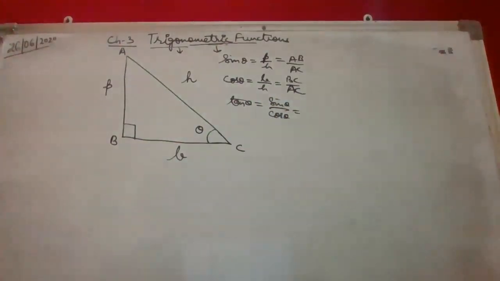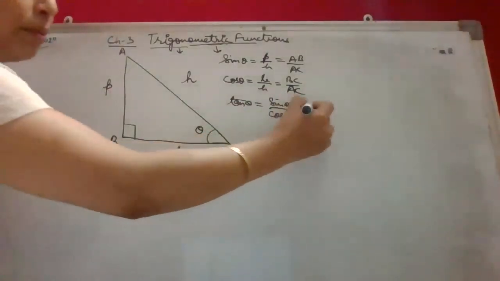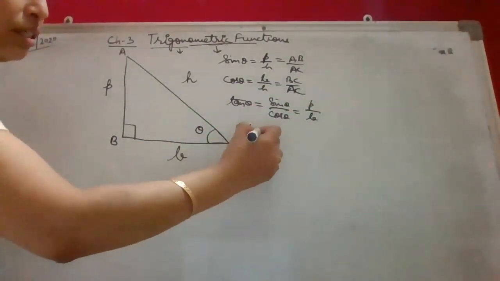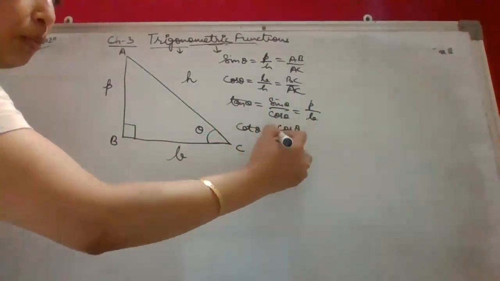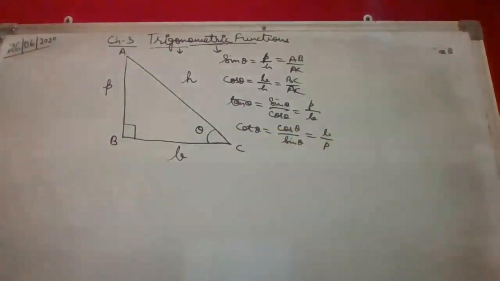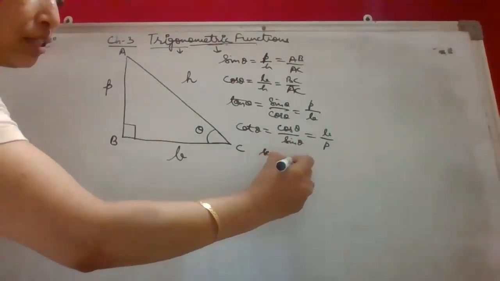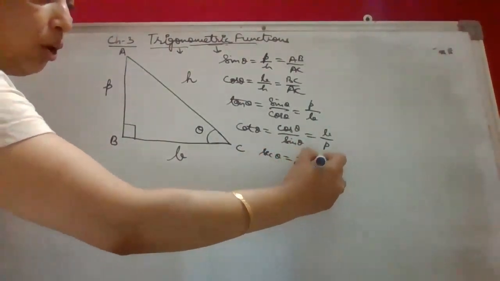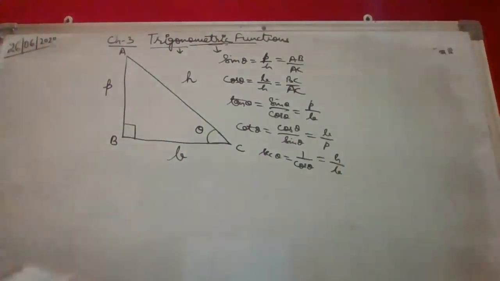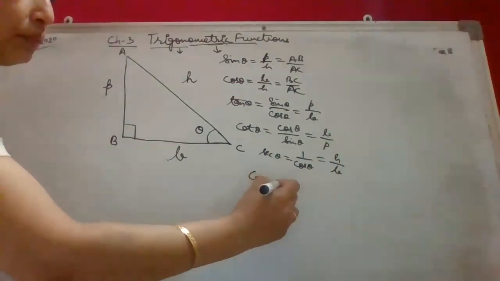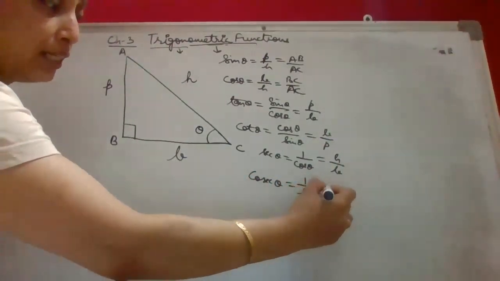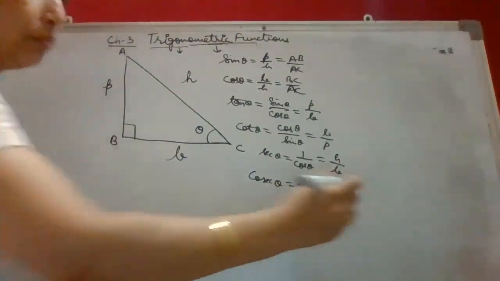I am writing down the formula also for that, and this is perpendicular upon base. Then cot theta is cos theta upon sine theta, which is base upon perpendicular. Then sec theta is 1 upon cos theta, or we can say it as hypotenuse upon base. And cosec theta is 1 upon sine theta, and that is hypotenuse upon perpendicular.